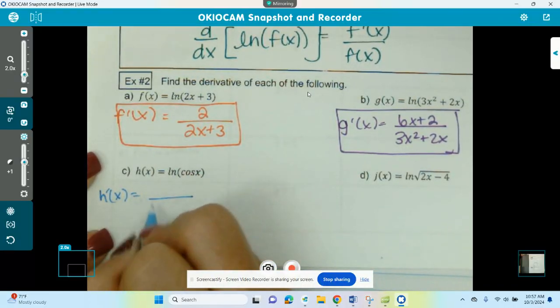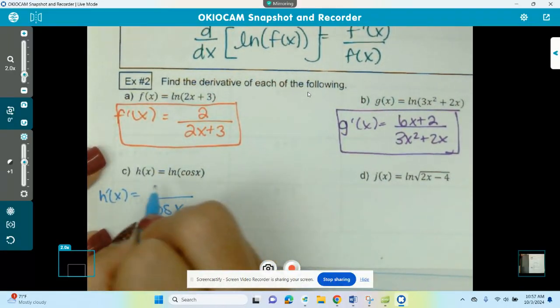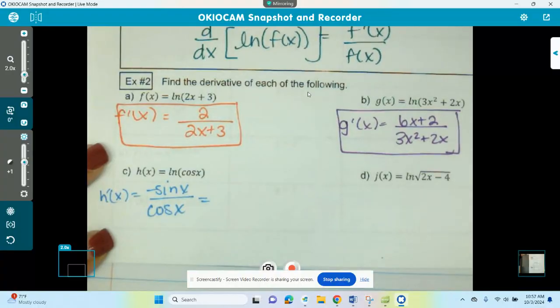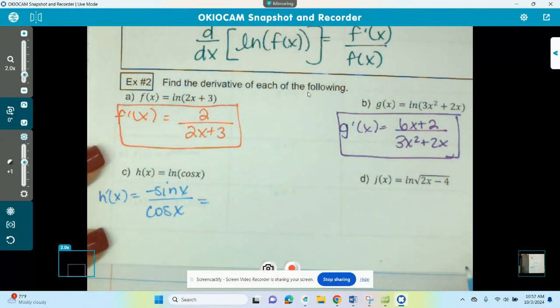Okay, so the bottom stays the same. What's the derivative of cosine? Negative sine. Can that simplify to what? Negative tangent, yeah.